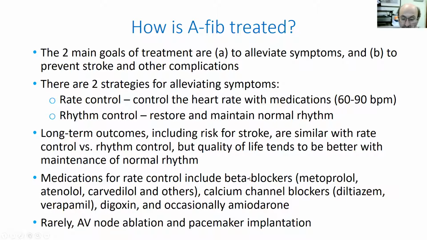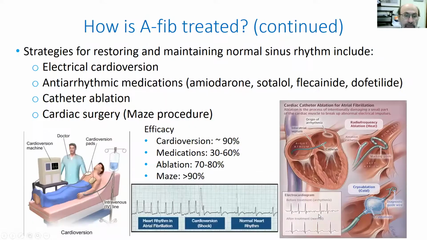Medications for rate control include beta blockers like metoprolol, atenolol, carvedilol, calcium channel blockers like diltiazem, verapamil, digoxin, and occasionally a medicine called amiodarone. Rarely, ablation of the AV node, which is that middle node I showed you on the first diagram, can be done. It can be essentially wiped out so that no impulses go through that node, and that will control the rate, but this will also require a pacemaker.